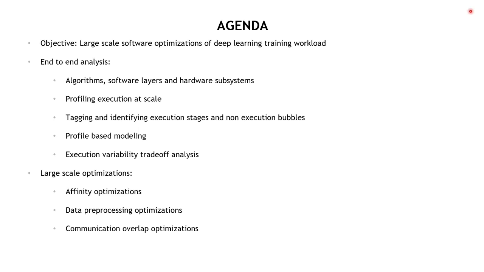Below is the agenda for this tutorial. The objective is to do the software optimizations for deep learning training workloads at larger scale. We have done this work with more than 1,000 GPUs. In order to achieve that objective, we perform an end-to-end analysis which would require an understanding of the algorithms, an understanding of the software layers, which we are going to go a bit in detail for the case of ResNet 50, and an understanding of the hardware subsystems in the DGX cluster.